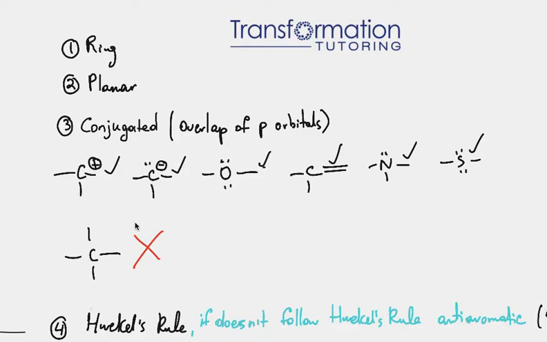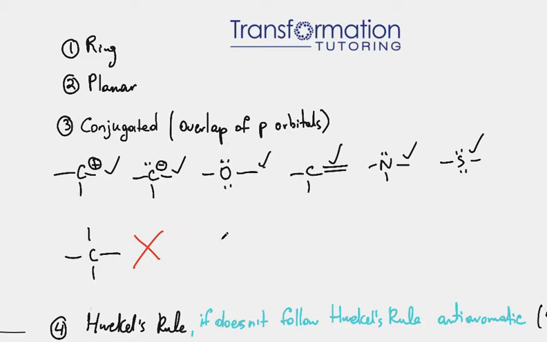When would you not have an atom that has a p orbital? Most often it's a carbon that's connected to four bonds. If you have a carbon that's connected to four bonds, then that carbon will not have a p orbital, and therefore it will not make your molecule conjugated.